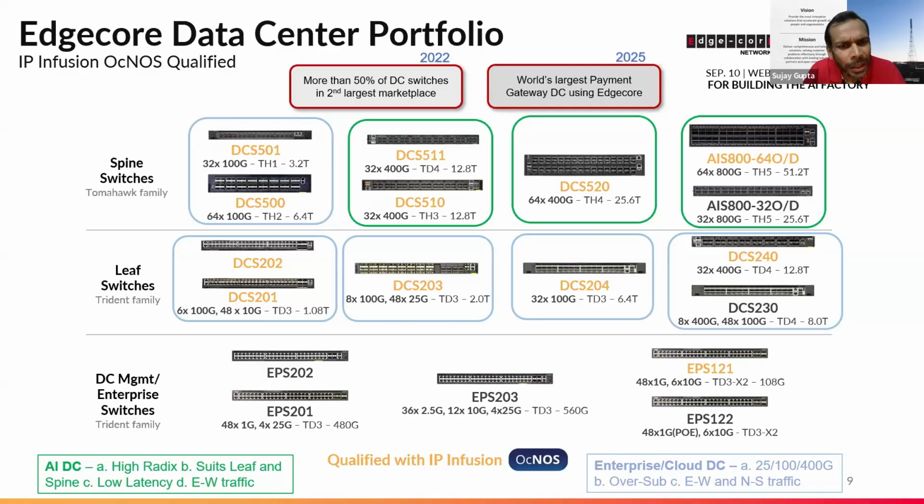On the bottom, the switches which are not marked with any square blocks are essentially used for management. And overall, we have a complete portfolio along with OcNOS. The ones marked in orange are the switches which run perfectly well with OcNOS as a combined solution. Right. So with this, let's go to the next slide.